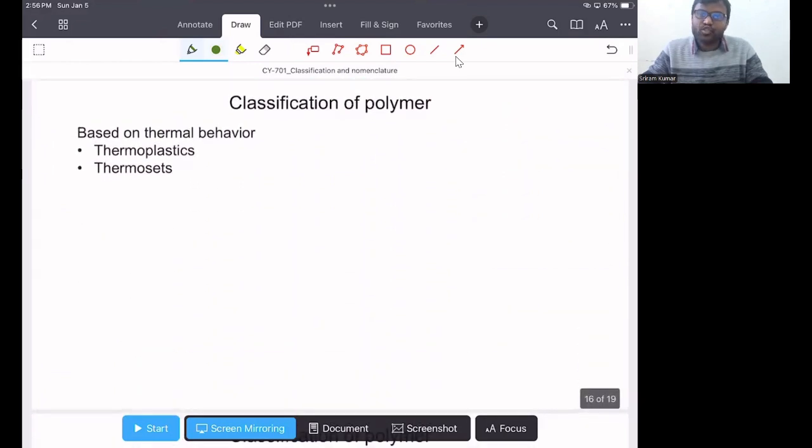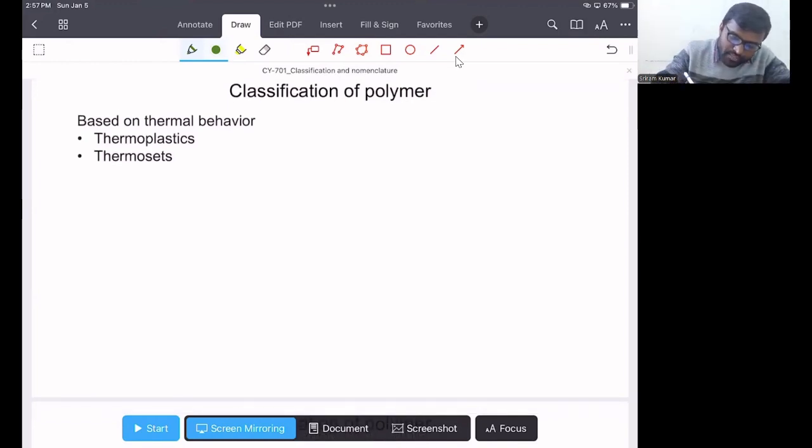Now we have another classification of polymers, and that is based on thermomechanical properties. That means the mechanical properties of these polymers change with the change in thermal energy. We have two kinds of polymers, thermoplastics and thermosets. Let's understand what these polymers are.